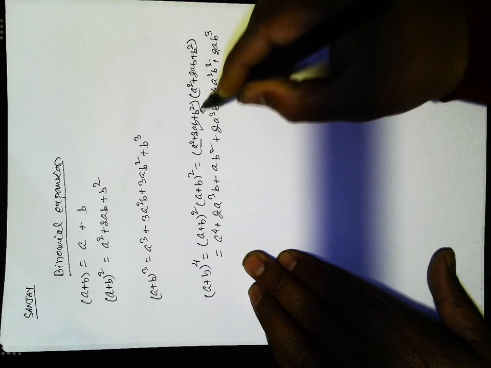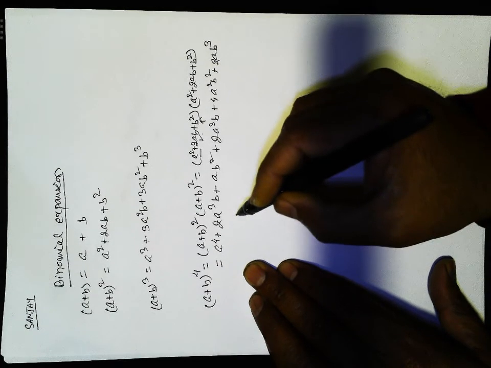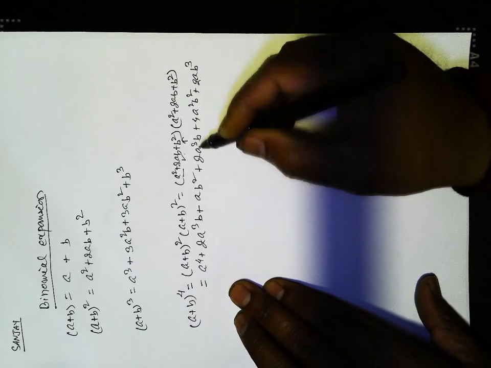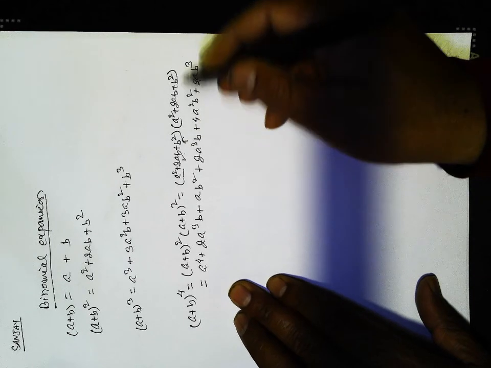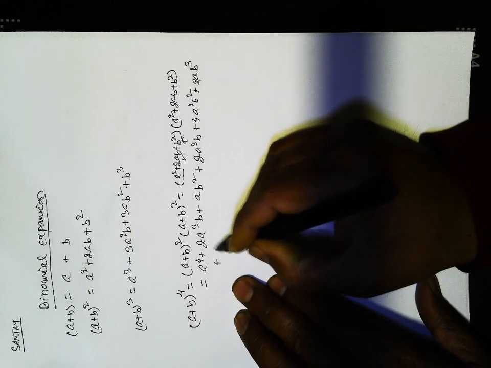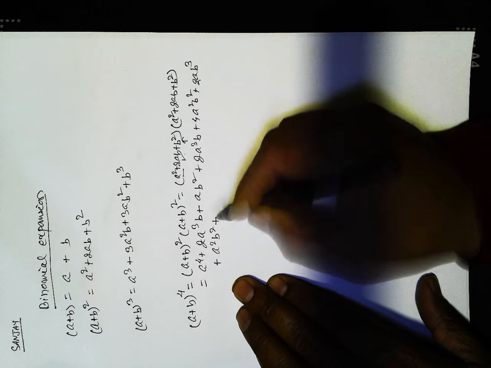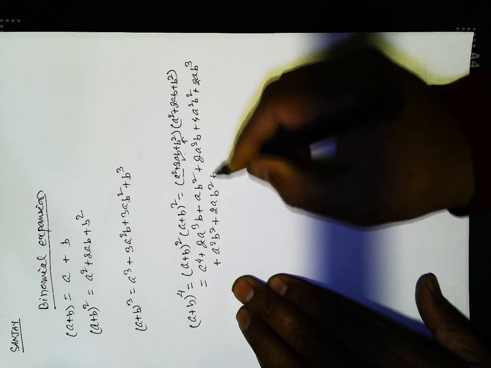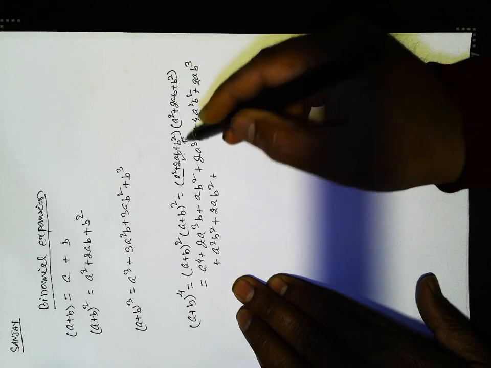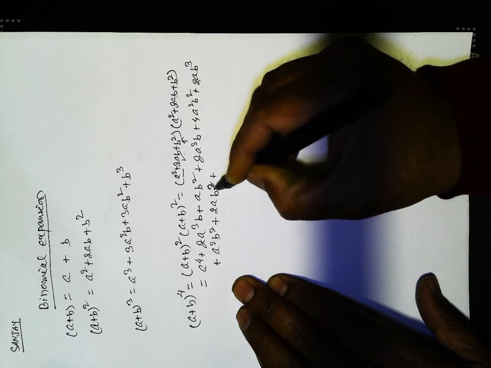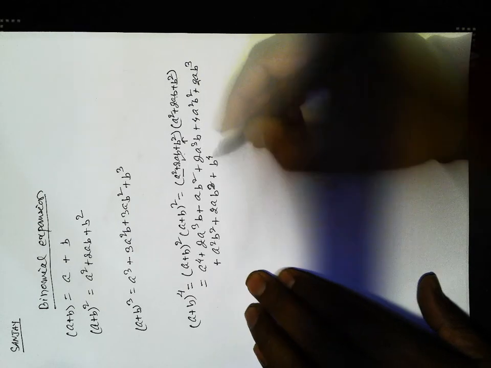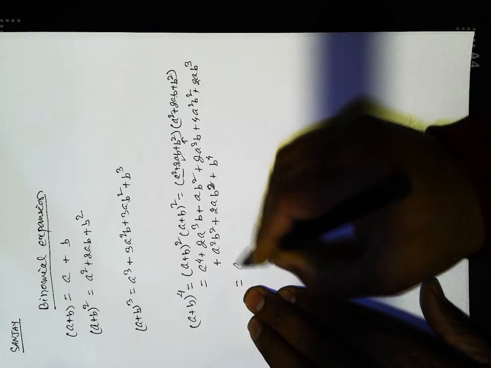Now it's the turn of b squared. It goes with b squared, so it is a squared b squared, then 2ab cubed, and b to the power 4. Finally we simplify it, so it is a to the power 4.